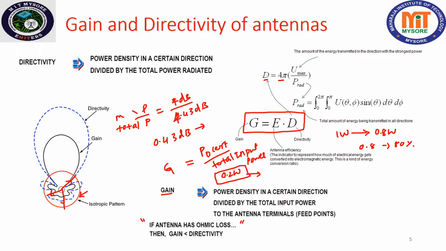The point you need to remember is if the antenna has ohmic losses, then gain is less than directivity, which is the practical case always. Directivity will be higher because it does not consider the losses, whereas gain considers the losses, and thereby it is efficiency multiplied by directivity.